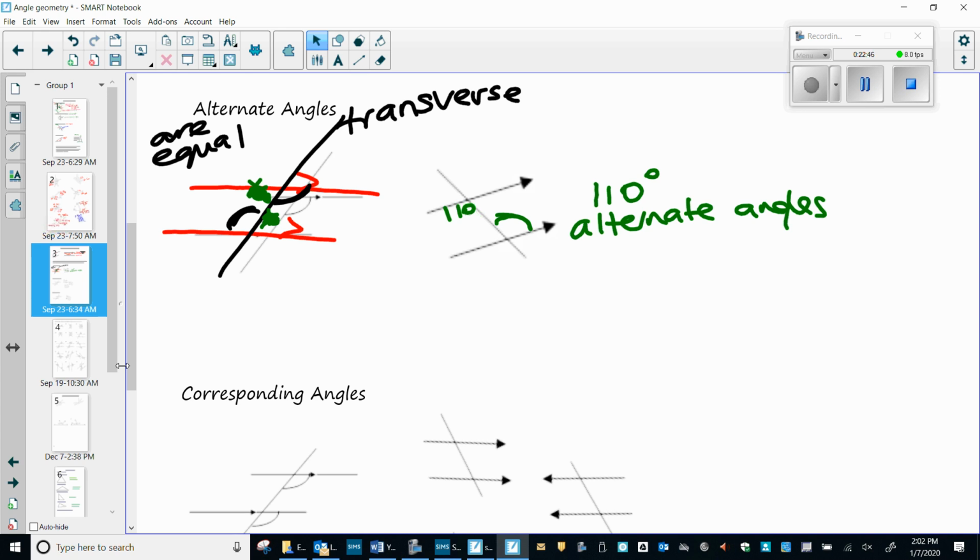So you said that the one next to it is also the same? No, I said that the two green ones are alternate to each other, and the black ones are alternate to each other. But they're not all alternate angles, only pairs. They're alternate pairs. Is that all clear?